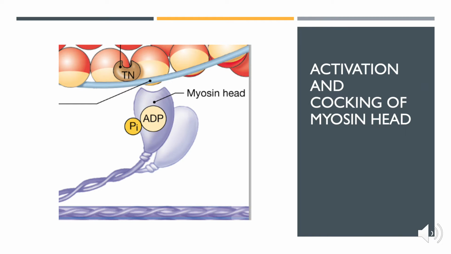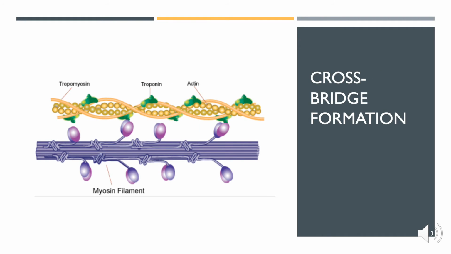Energy released by the hydrolysis of ATP that is bound to the myosin head activates the head and causes it to become extended in a cocked position. The ADP and phosphate that were released by the ATP stay bound to the myosin head at this point. Next, the cocked myosin binds to an exposed active site on the filament. This binding forms a cross bridge between the actin and the myosin.